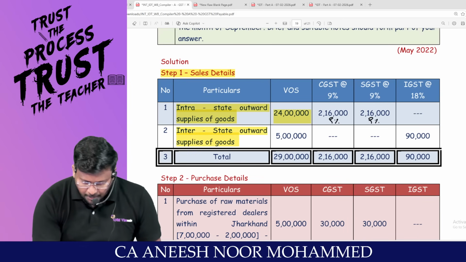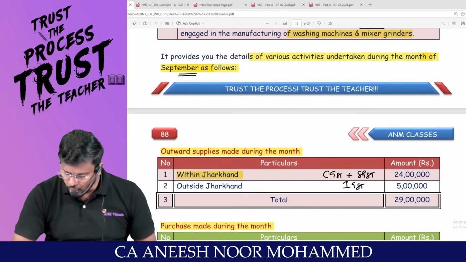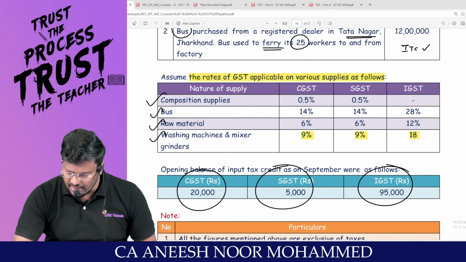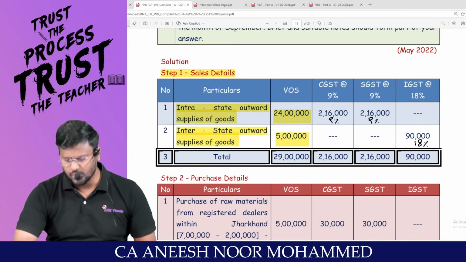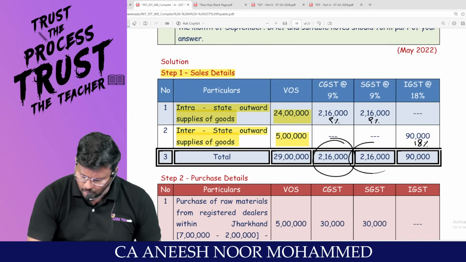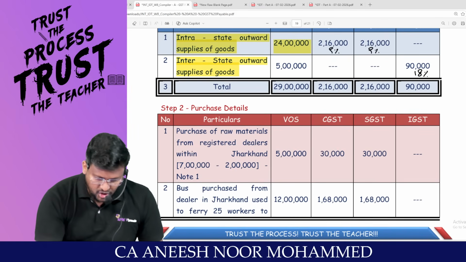Interstate outward supply of goods, total 5 lakh, they have given in the question. For this 5 lakh, the IGST rate is 18%. 5 lakh into 18% comes to 90,000. That's it with regard to 2,16,000, 2,16,000 and 90,000. Any problem to anyone?